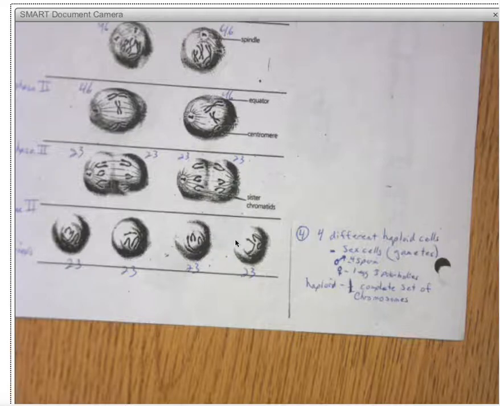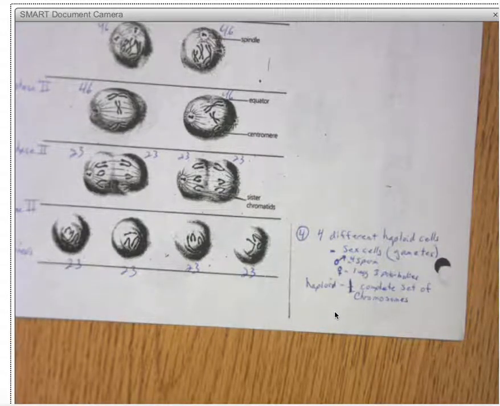These cells in meiosis are haploid, which means they have half the number. So a human has a total of 46 chromosomes in every single cell in its body, except for the sex cells. And they are considered haploid. They have half the number, which is 23. Now, these cells, like I said, are called sex cells, also known as gametes. In males, this is sperm, and in females, these are your egg and polar bodies.